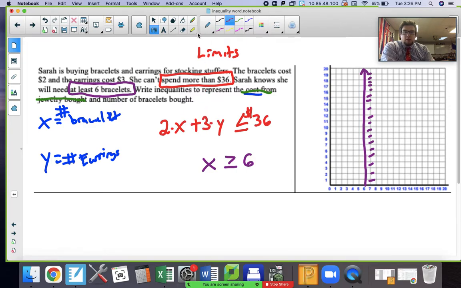So if we use our tiny table method, we're going to find our x and y intercepts. We plug 0 in here, divide 36 by 3, and we get 12. We plug 0 in here, divide both sides by 2, and get 18. Connect the dots with a nice line. It's not my best line, but it's okay. And I need everything below this line right here.